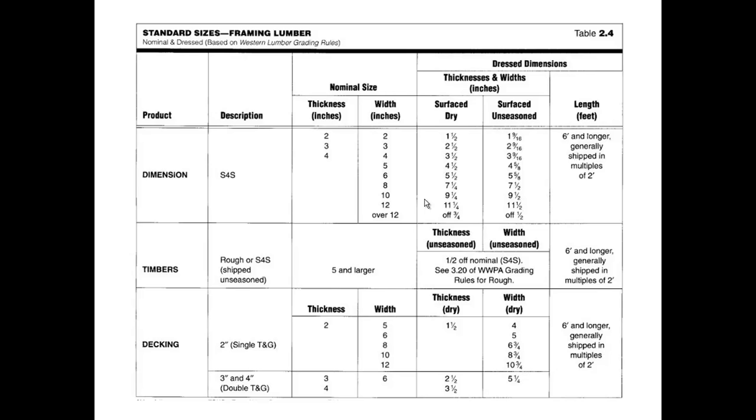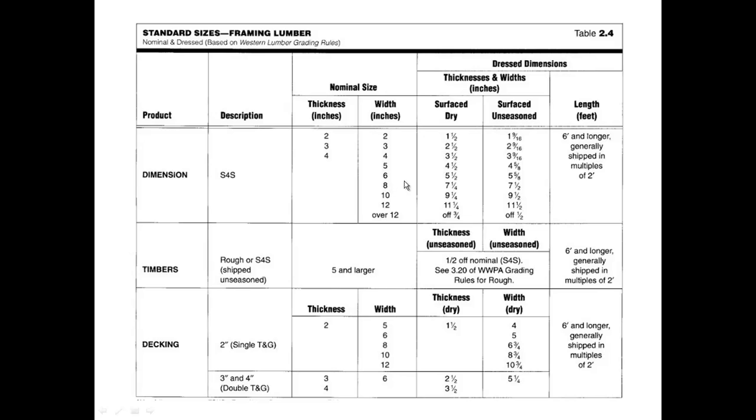Now here's a chart showing lumber sizes. S4S again means surfaced 4 sides. The dimension, nominally 2 inches by 2 inches, would actually be 1.5 inches by 1 9/16 inches, or actually just 1.5 inches by 1.5 inches. 3 would be 2.5 inches. A 4-inch thick piece of wood would be 3.5. So if it was a 2x4, 1.5 inches by 3.5. If it was a 2x6, 1.5 inches by 5.5.